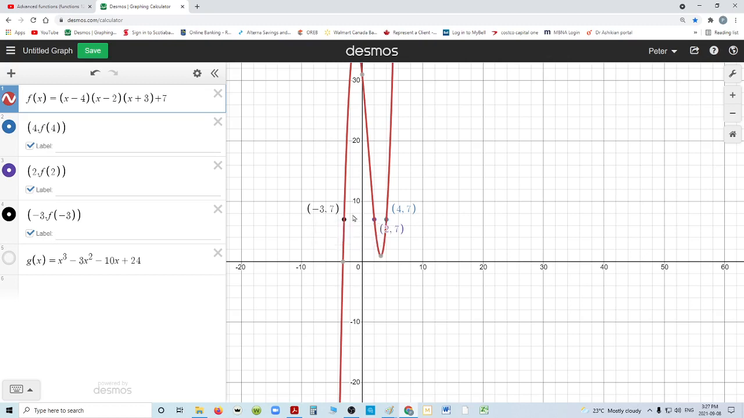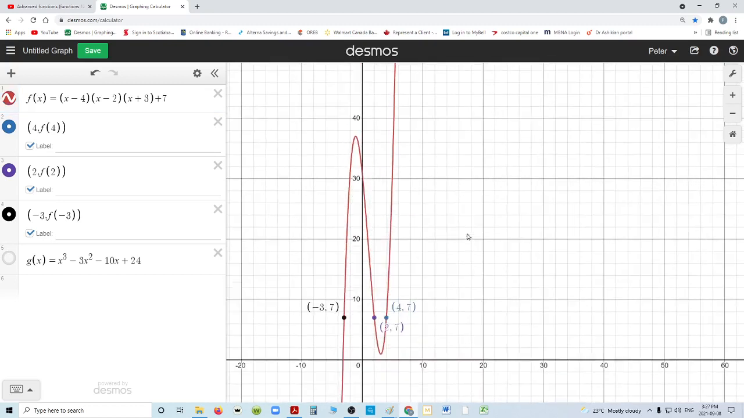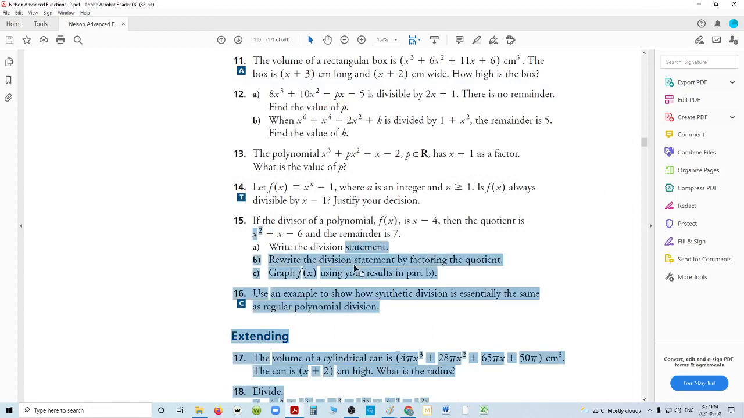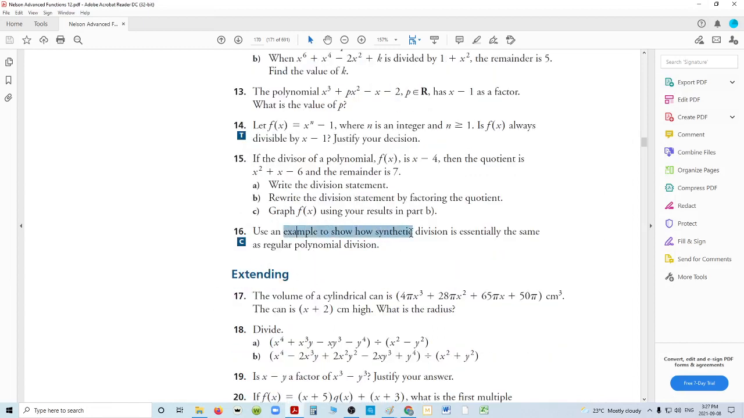That's important. So you can figure out points in the graph, and you can roughly draw it, as I've done here. You just wouldn't quite know where the peaks are, and you wouldn't know where the actual x-intercept is. But you get a lot of information of what that 7 means. It means the y value is 7. Interesting stuff. I think they're just trying to help you work through it. Use an example to show how synthetic division is essentially the same as regular polynomial division. I gave you a good link for that.